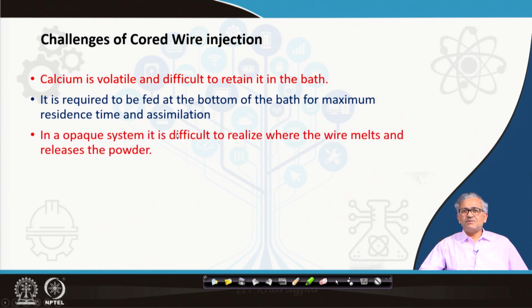The second thing is that it is an opaque system like liquid steel, so it is very difficult to visualize where the wire is melting and releasing the powder.